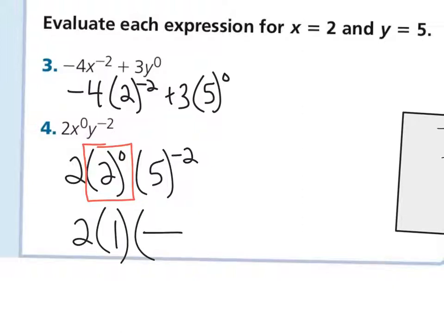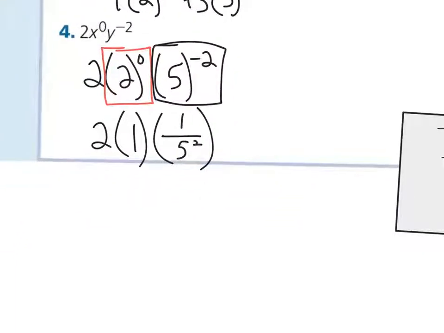This part, we've got 5 to the negative 2nd power. I'm not a big fan of that negative exponent, so I'm going to rewrite that. So getting that as a positive exponent, that'd be 1 over 5 to the 2nd power. Put it in the opposite part of the fraction, makes it positive. 5 to the 2nd power, 5 times 5 is 25.